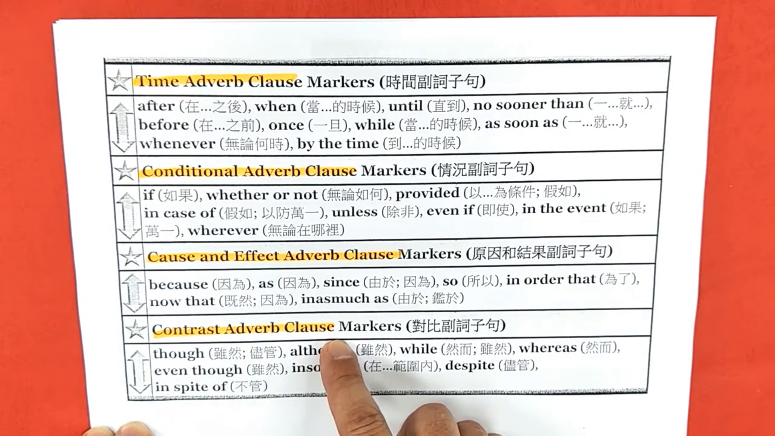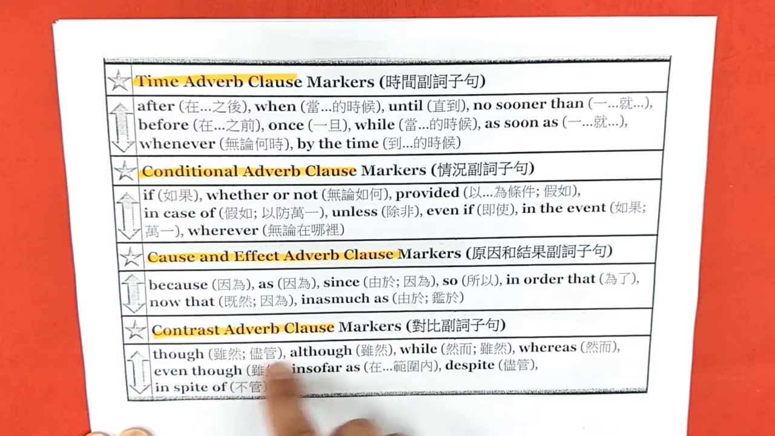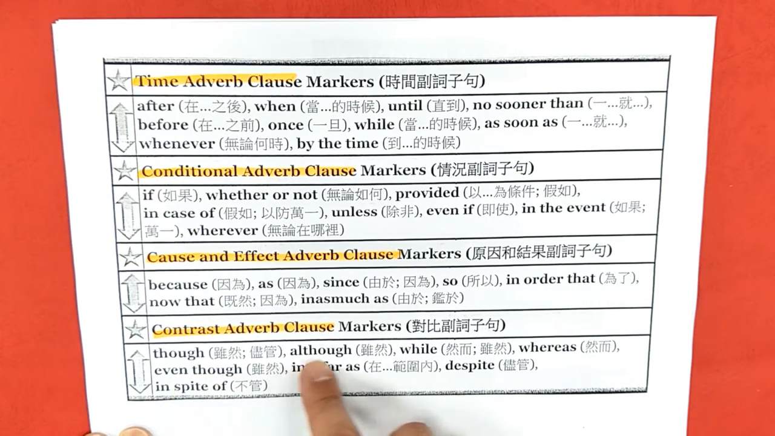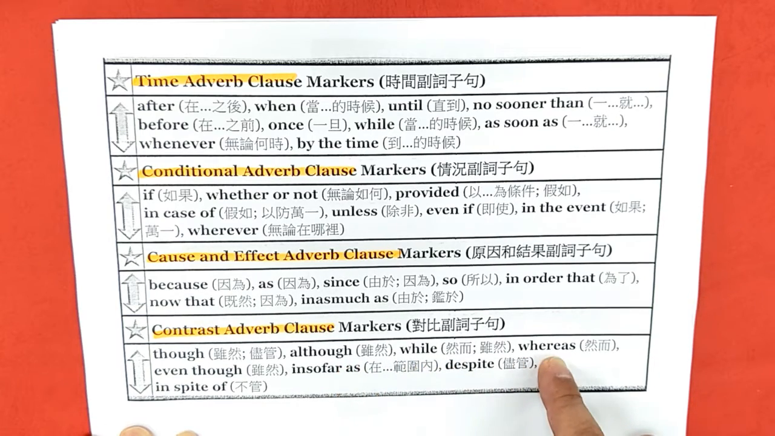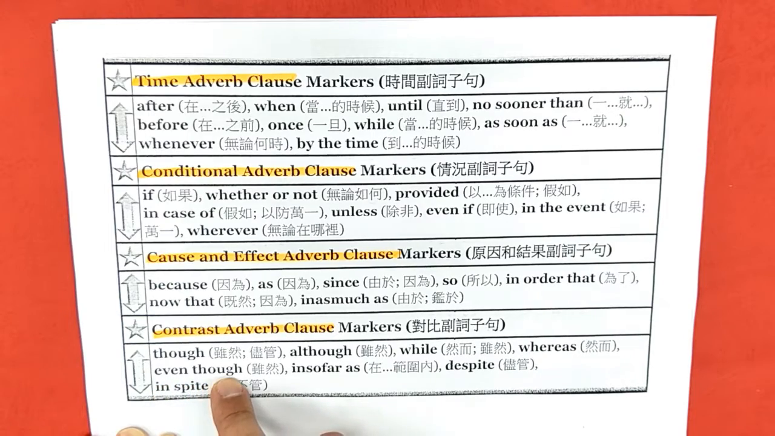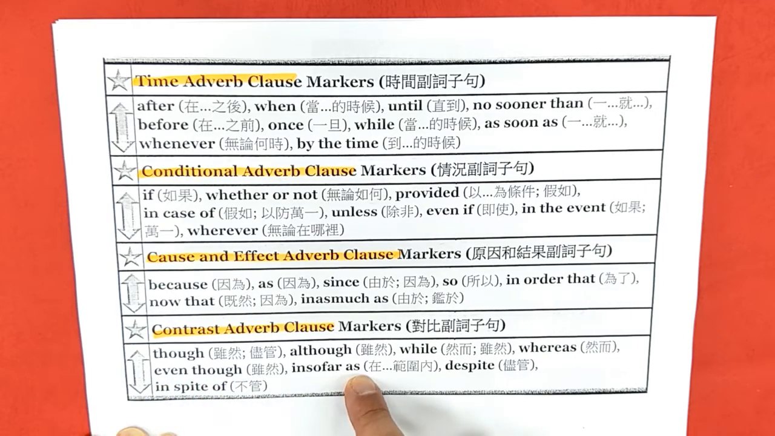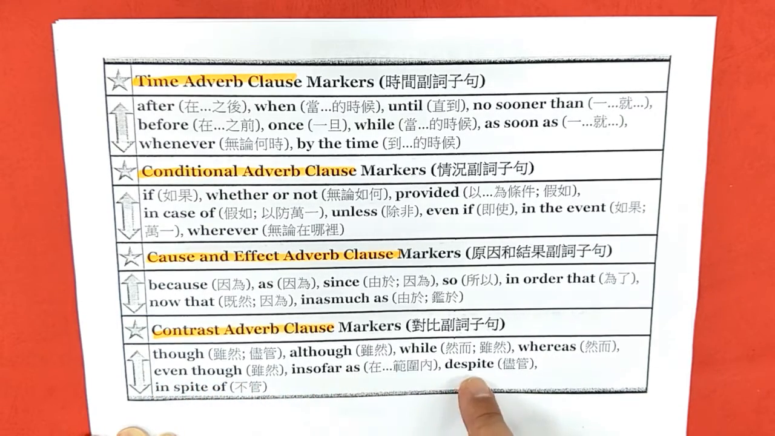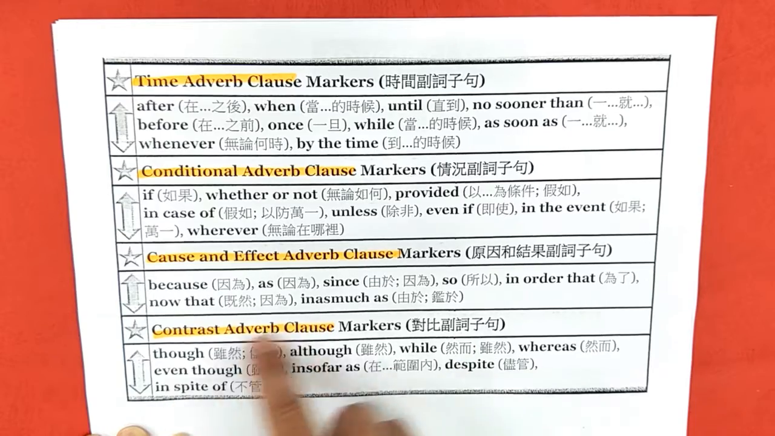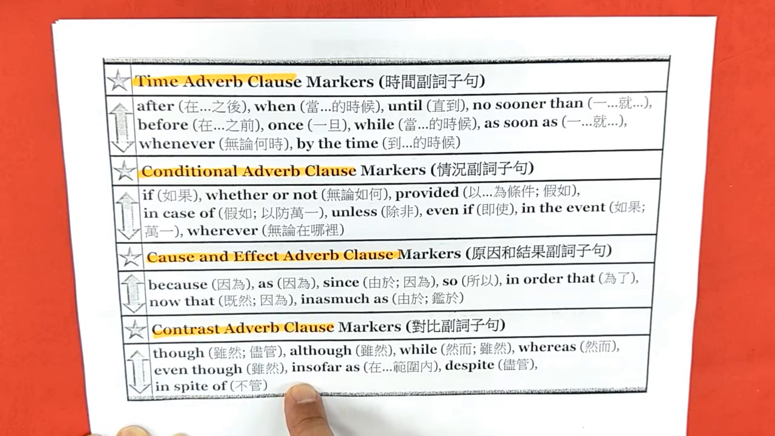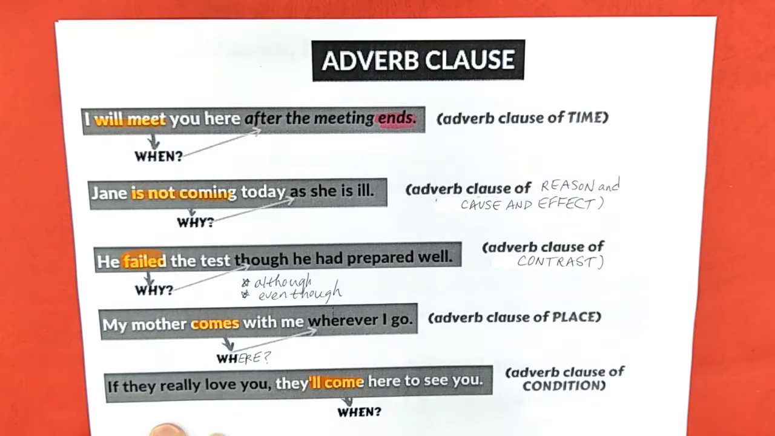Let's look at some adverb clause of contrast markers. Contrast adverb clause markers. Though, although, while, whereas, even though, insofar as, despite, in spite of. These all show a contrast to what happened in the main sentence.